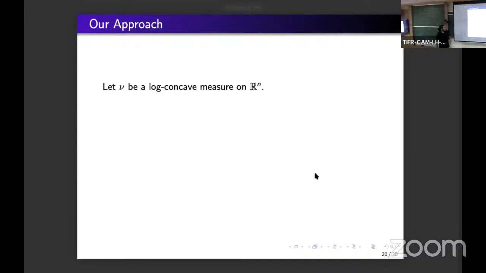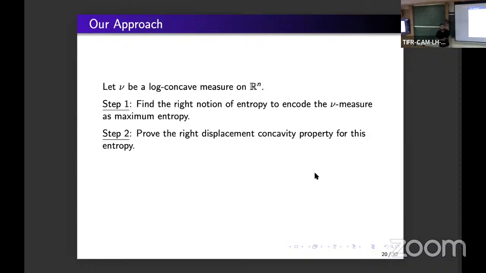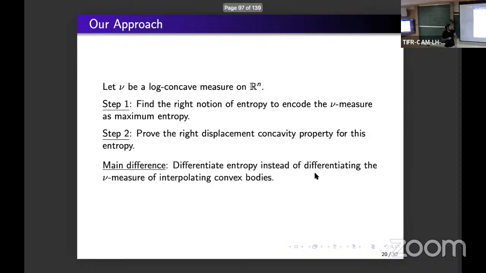But what we will do is different. We will take a log concave measure. We'll do what we did for volume. We will find the right notion of entropy, which will encode the notion of nu measure. We will prove the right displacement concavity property for this notion of entropy. And just as before, the result will follow. So here, instead of differentiating the nu measure of convex bodies, we are differentiating entropy, and it seems that this calculus is a little smoother. The calculus on measures is a little smoother than the calculus on convex bodies.